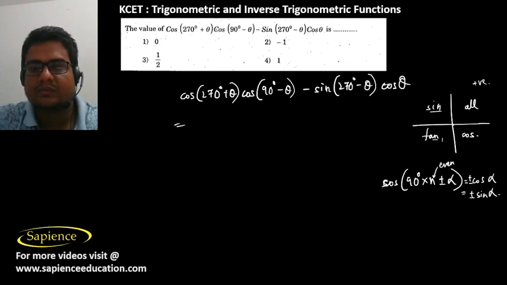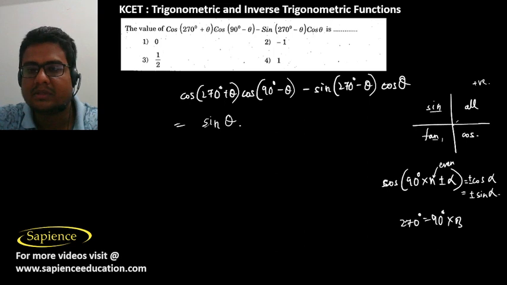So here it is told cos of 270 degree. 270 degree is 90 degree into 3, so the name of the function will change to sine. So this will be sine theta, and since it is in the fourth quadrant, and in the fourth quadrant cos has positive value, it will be plus sine theta. And cos of 90 degree minus theta comes in the first quadrant, so it will have positive value only. And here it is 90 degree into 1, an odd number, so the name of the function will change into sine, so it is sine theta again.